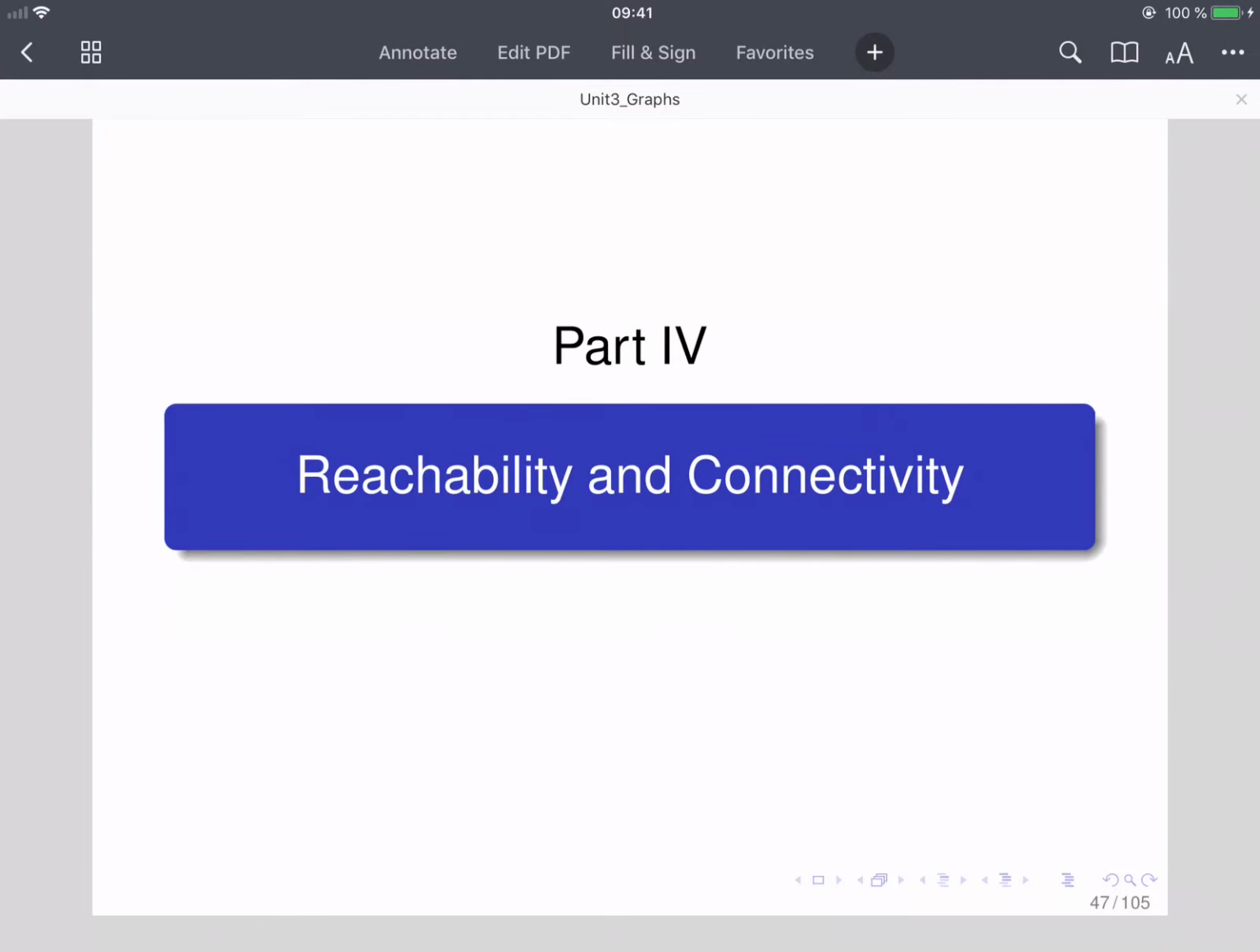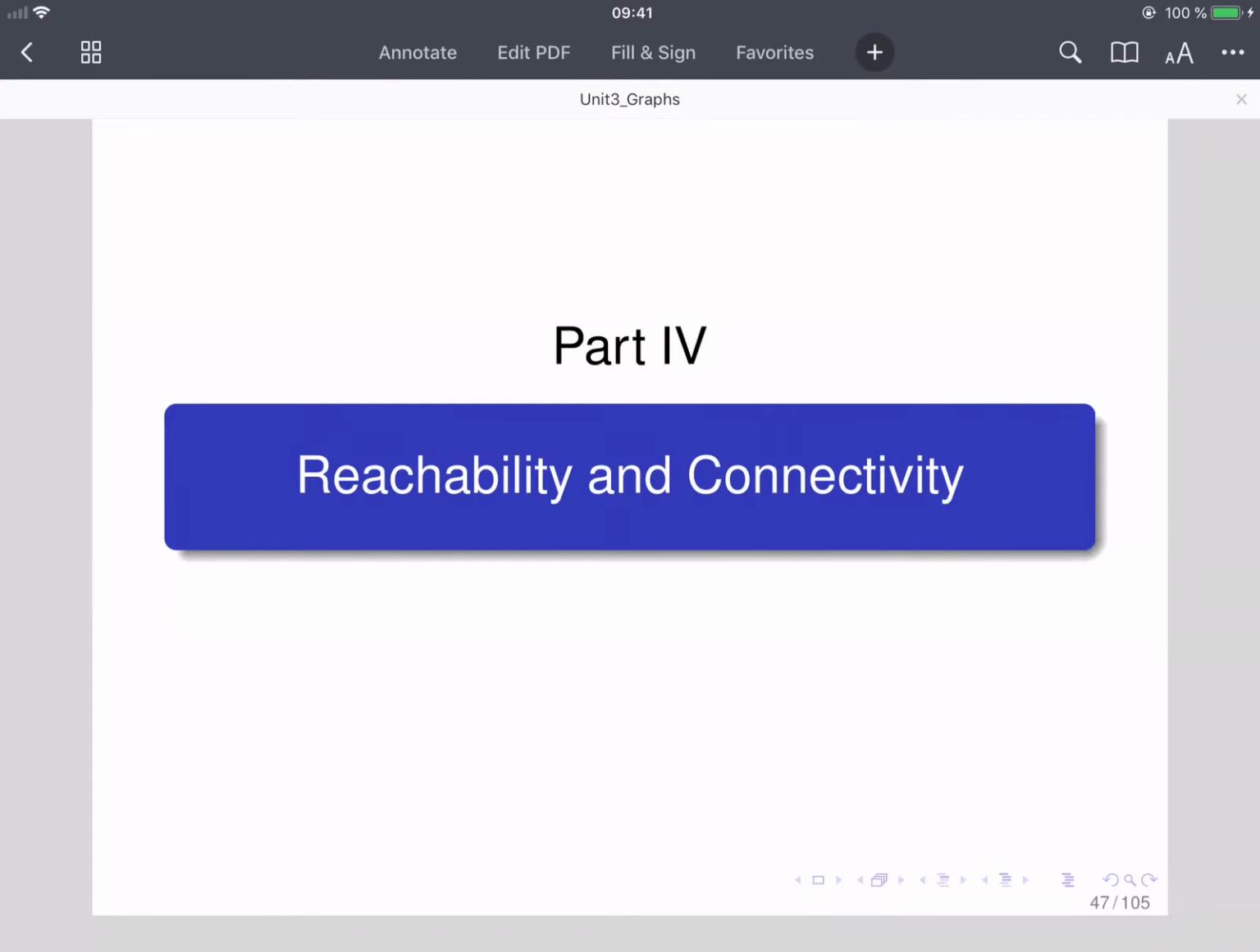Hi everybody. Now that we know how to represent graphs with data structures in order to make computations, we can start answering questions about the properties of the graphs. For instance, a very important question in many problems, in many practical situations, is whether the graph is connected or not, meaning whether all the vertices can be reached from the other vertices.